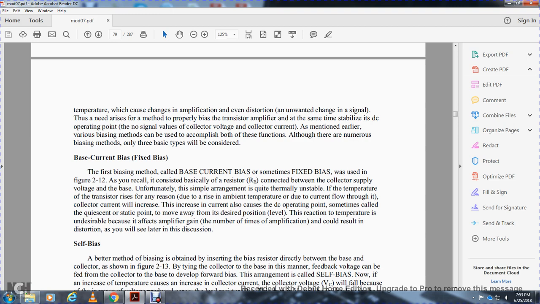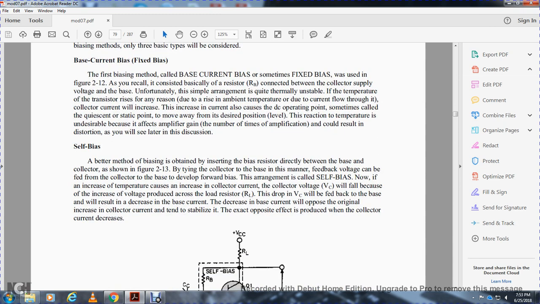If the temperature of the transistor rises for any reason, such as a rise in ambient temperature, the current flow through it and the collector current will increase. The increasing current will also cause the DC output operating point, sometimes called the quiescent or static point, to move away from the desired position. This reaction with temperature is undesirable because of its effect on the amplifier gain. The resulting amplification could result in distortion, as you will see in the discussion.